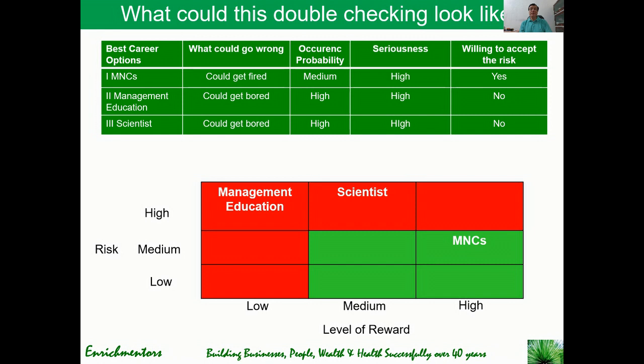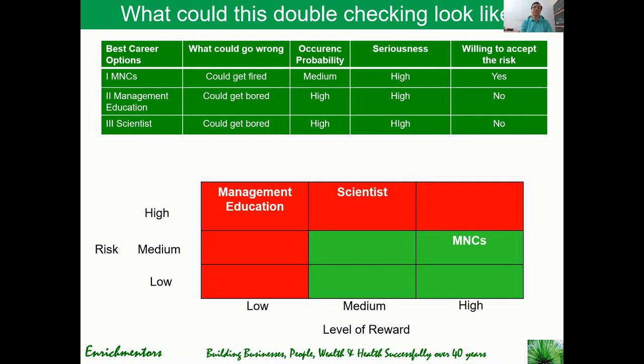And then I plot this on a 2x2 matrix, and what I see is that MNCs fall in the green zone, whereas the other two options, management education and being a scientist, fall in the red zone. So obviously the choice that balances my rewards and risk is going to MNCs, and that becomes my considered choice of career.